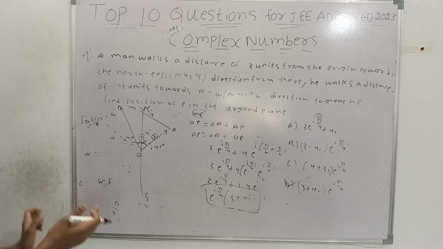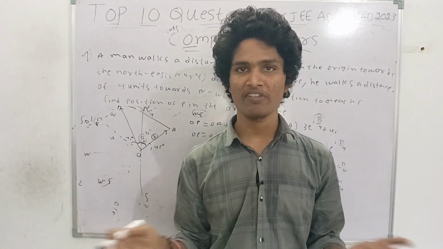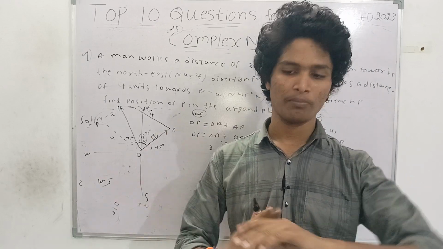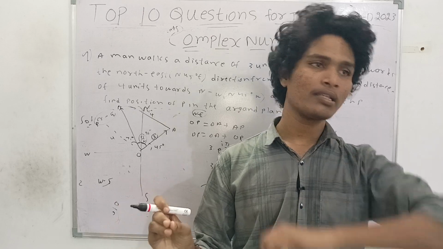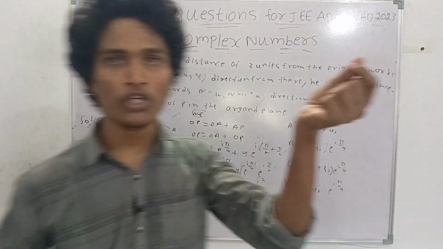Like this you have to solve the Argand plane questions. They simply say a man is moving from the origin to the north or west or south or east, making so and so angle from the positive x-axis, and from that point they are moving in another direction and making another angle. So finally you have to report the final position.